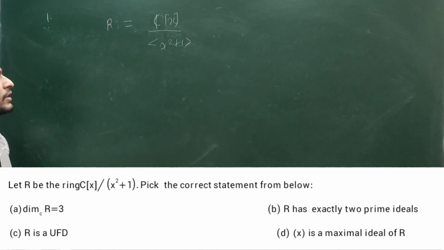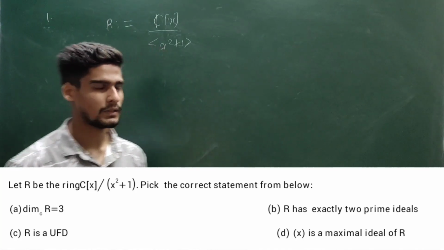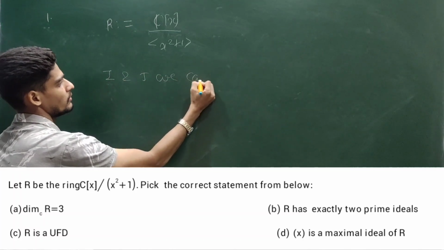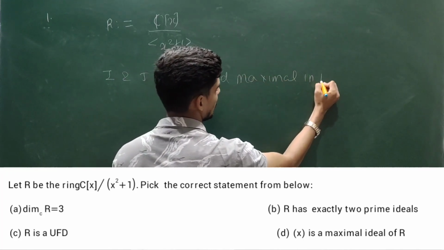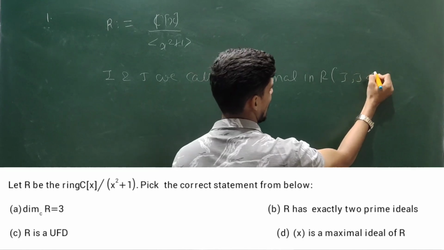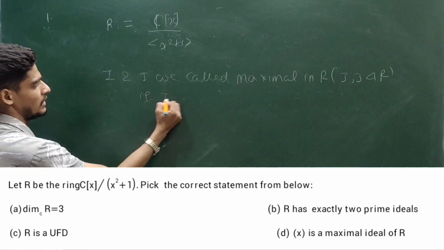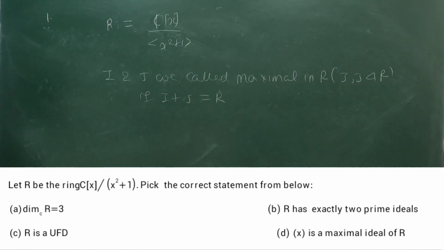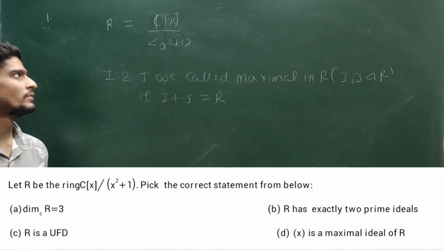See, अगर आप इस प्रॉब्लम को सॉल्व करना चाहते हो, so we can use the Chinese remainder theorem. So we should know what is the meaning of co-maximal ideal. See, I and J are called co-maximal in R, where I, J are ideals of R, where R is some ring. So I and J are called co-maximal in R if I plus J can generate the whole ring. So this I plus J should be co-maximal for using the Chinese remainder theorem.